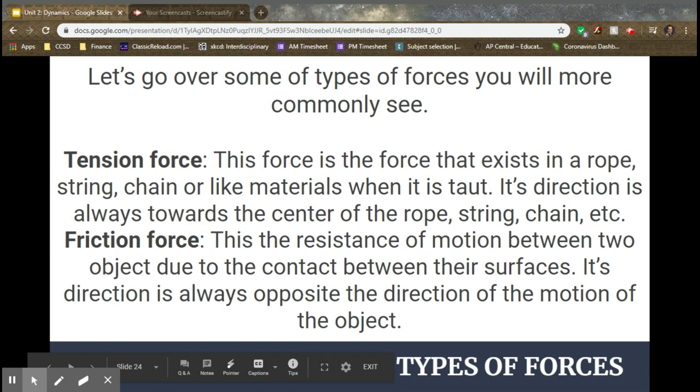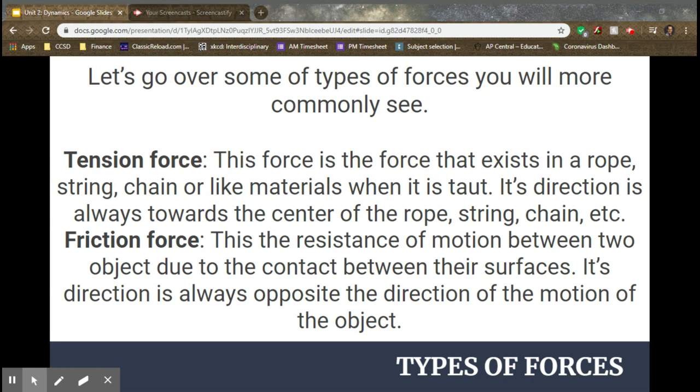Okay, tension. So tension exists in ropes, strings, chains, other materials like that, particularly when it's taut. It's pulled tight, all right? If the rope or the chain or whatever is loose, then there really doesn't exist any tension in that. It has to be pulled taut or pulled tight, all right?